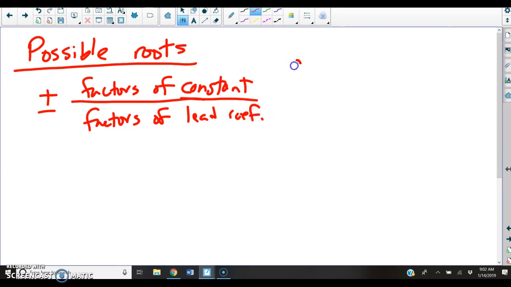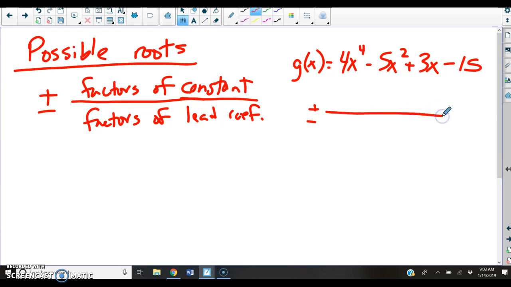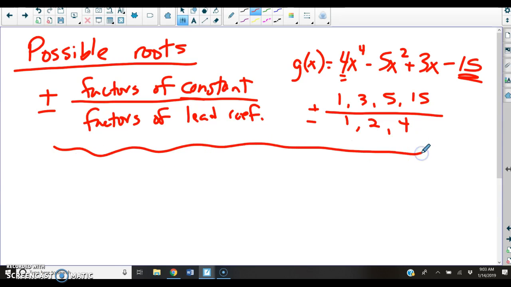So if I'm wondering what are the possible rational roots of something like 4x to the 4th minus 5x squared plus 3x minus 15, I would have plus or minus. Factors of 15 would be 1, 3, 5, and 15. Factors of the 4 is 1, 2, and 4. And I'm done. That's all I'm looking for possible rational roots. What we often do from there is we graph it and look at which ones are likely. Okay, so you need to know how to graph these on a calculator.